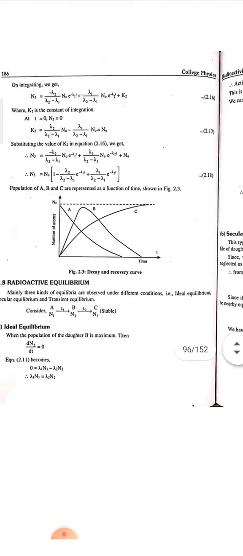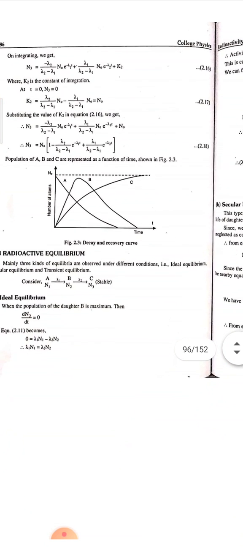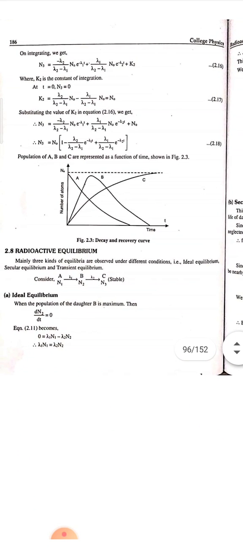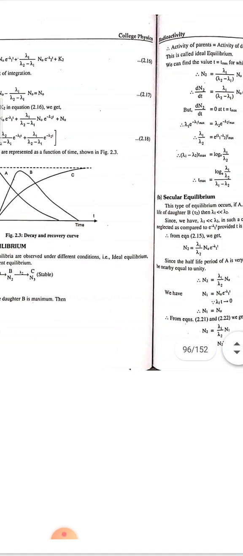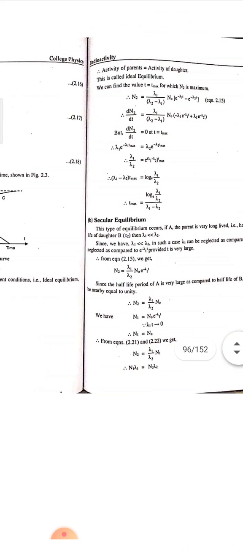After this part, there is radioactive equilibrium. Ideal equilibrium is there, secular equilibrium is there, and transient equilibrium is there. Three kinds of equilibria are observed under different conditions. First is the ideal equilibrium, where the activity of the parent becomes equal to the activity of the daughter.